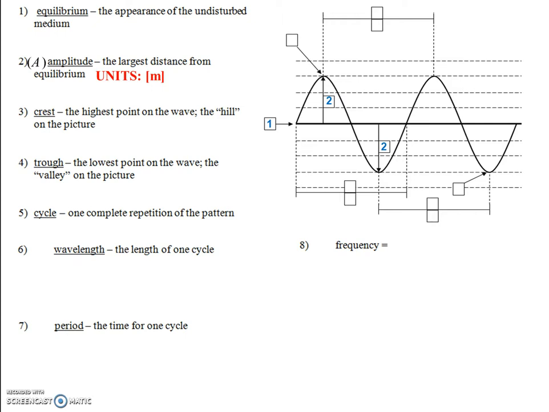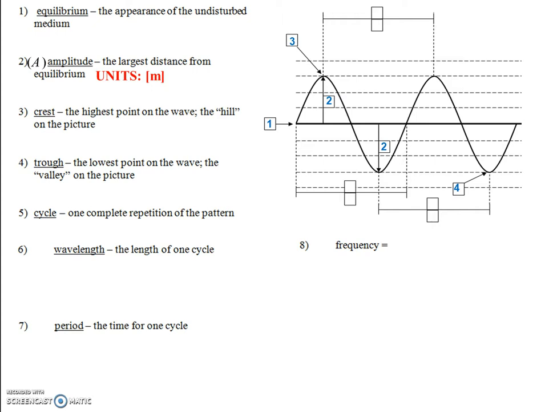And now we'll take a look at some particular points on the wave. The highest point on the wave is called the crest. It would be the hill in the picture. You should be able to see 2 crests on the picture. We'll label a capital number 3 there. Next term is trough. That's the lowest point in the wave. That would be the valley on the picture. There are 2 troughs on the picture. We'll label number 4 there at the lowest point. So crest and trough are locations on the wave. The amplitude is the measurement from equilibrium, or that line down the middle, to get up to the crest or down to the trough. Our next term, number 5, is cycle, one complete repetition of the pattern.